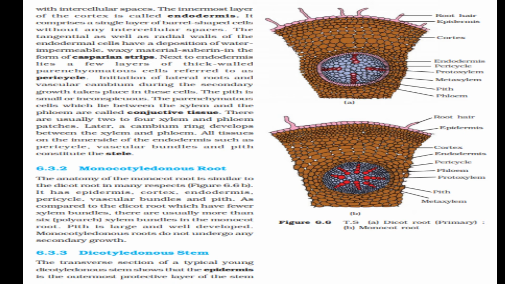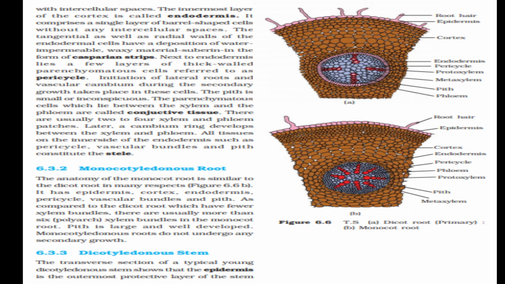The parenchymatous cells which lie between the xylem and the phloem are called conjunctive tissue. There are usually 2 to 4 xylem and phloem patches. Later, a cambium ring develops between the xylem and phloem. All tissues on the inner side of the endodermis such as pericycle, vascular bundles, and pith constitute the stele. 6.3.2. Monocotyledonous root. The anatomy of the monocot root is similar to the dicot root in many respects. It has epidermis, cortex, endodermis, pericycle, vascular bundles, and pith. As compared to the dicot root, which has fewer xylem bundles, there are usually more than 6 polyarch xylem bundles in the monocot root. Pith is large and well developed.